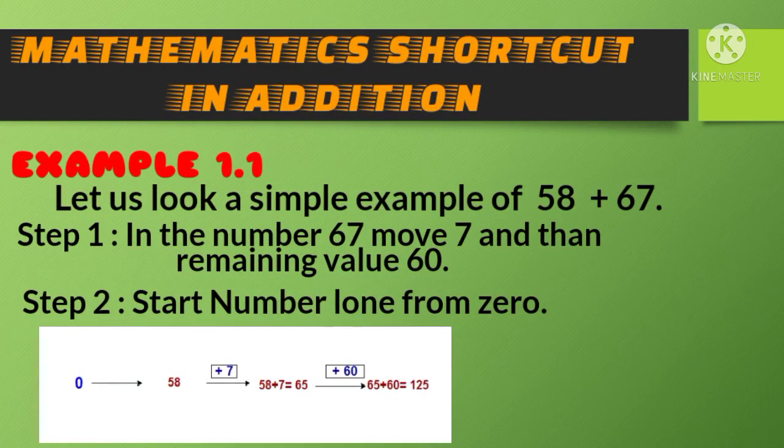Mathematics shortcut in addition. Let us look at a simple example: 58 plus 67. Step 1, in the number 67, we remove 7 and then the remaining value is 60. Step 2, start the number line from 0. So here is the picture below to fully understand. So 58 plus 7 is equal to 65, plus 60, it is equal to 125.